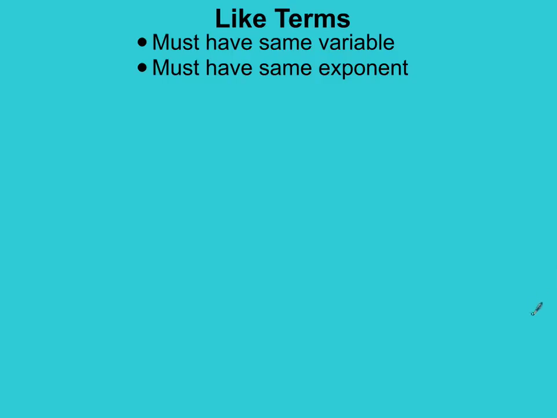Alright, so let's talk about like terms. In order for two terms to be like terms, they must have the same variable and they must have the same exponent. Now the exponent is the tiny number that your variable is being raised to. So like if we had 4x to the third, our exponent would be 3. Our coefficient, which is our big number out front, is 4, and our variable is x. So an example of like terms for 4x to the third would be like 5x to the third.